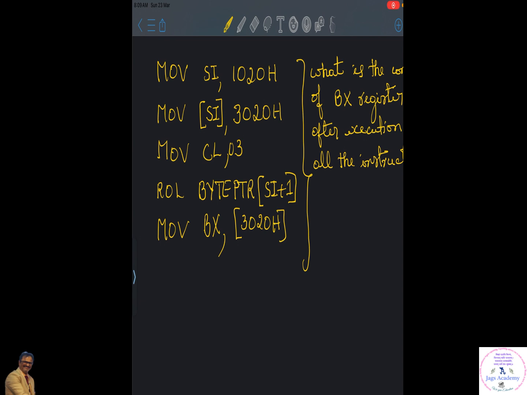In this video we will solve one small question which may arise in any of the examinations. You will be given a code snippet like this and you will be asked to find out the output of the program. So in this question you will have to find out the content of the BX register after execution of all these instructions.